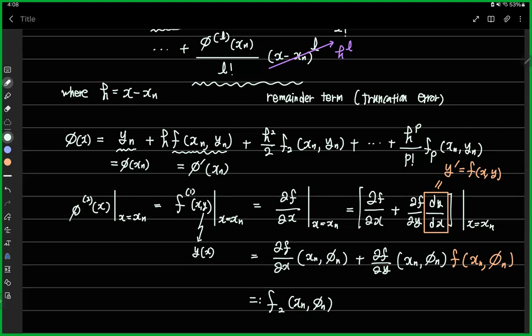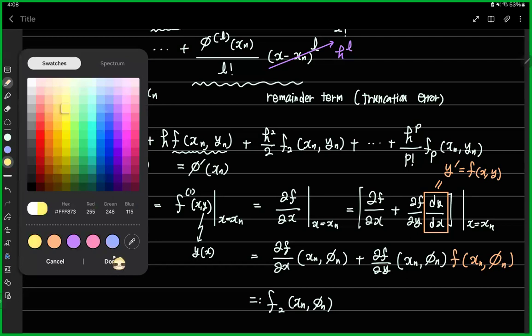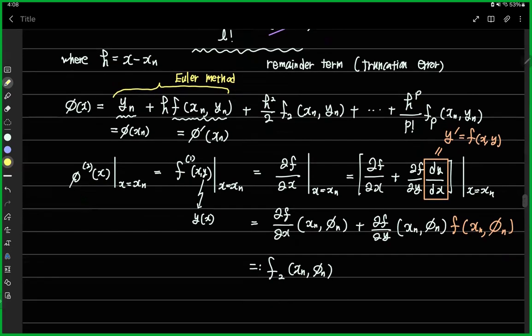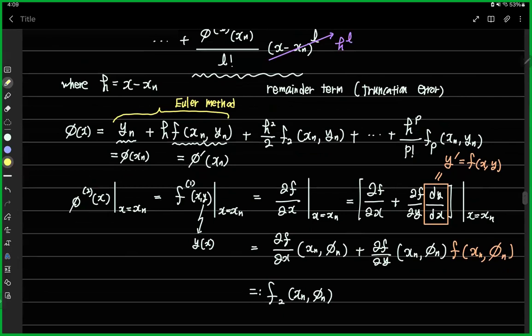So as you can see, y sub n plus h times f of x_n comma y_n. What is this? This is the Euler method. As you can see, the Euler method has order 1, which means the error is O(h). And then if you add the second term, then the order will be O(h squared).